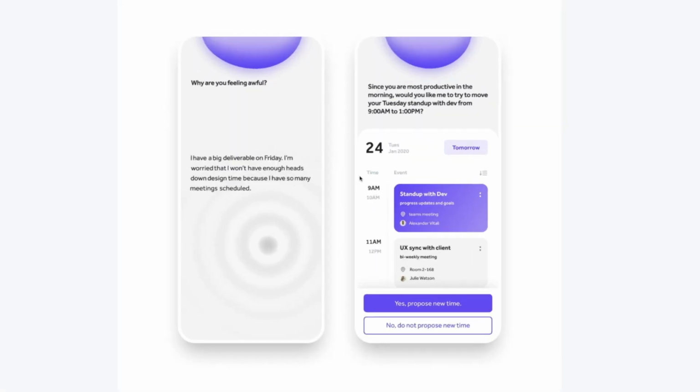Here it's saying, why are you feeling awful? You're getting some voice feedback. So basically as you're pressing down, you're getting this ripple effect happening. I actually did this part in After Effects. I didn't do that in Figma.